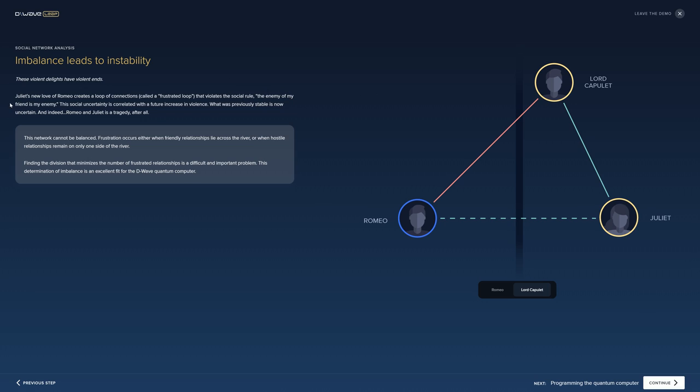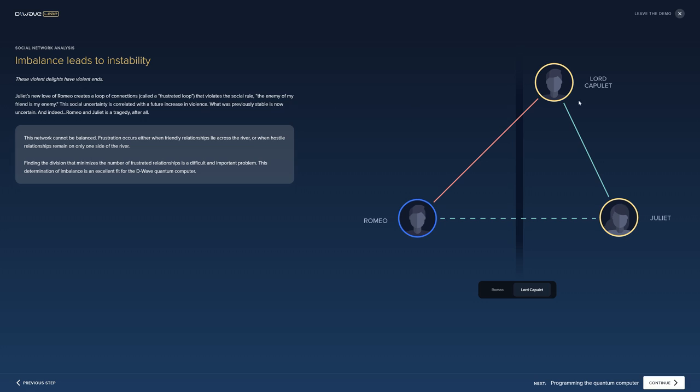Okay, the enemy of my friend is my enemy. Let me read that again. To understand, the enemy of my friend is my enemy. Okay, the enemy of my friend is my enemy. Oh my gosh, I don't think so. This social uncertainty is correlated with the future increase in violence.